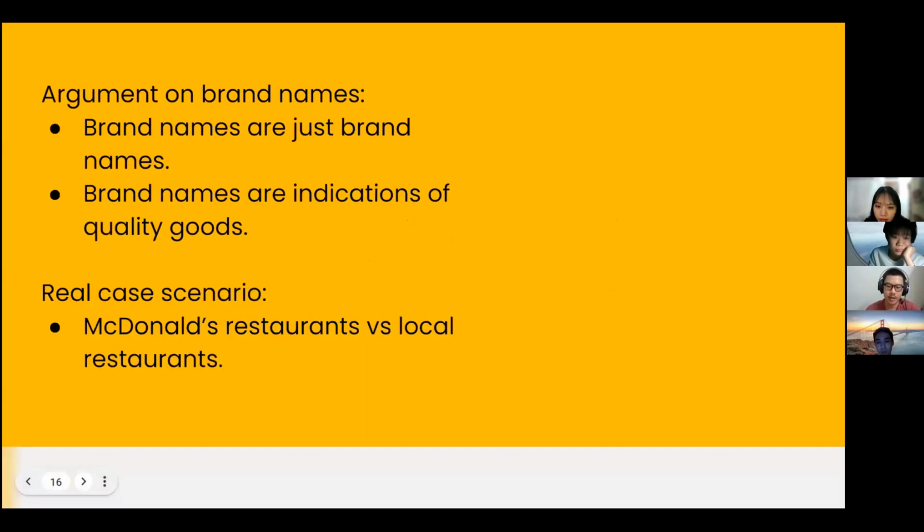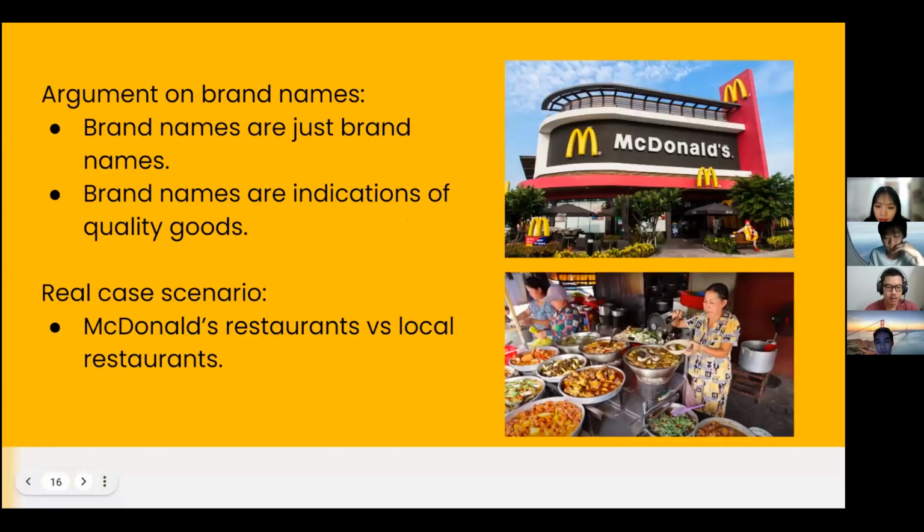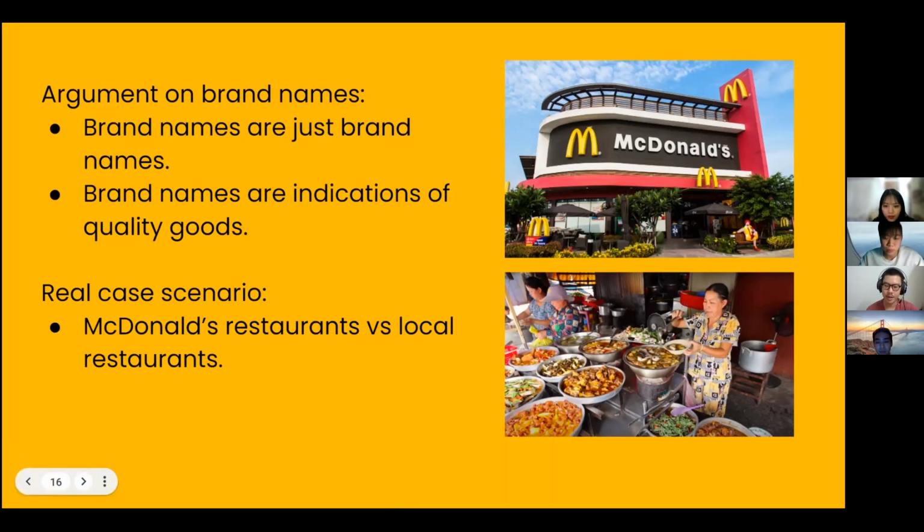I will be talking about the argument on brand names. There are two sides of the argument: brand names as indicators of quality, or just brand names. This is explained by the economist Edward Chamberlain. He believes that brand names are just brand names. They don't show the quality of the product. And he thinks that it is bad for the consumer because what they are really paying for is the brand name. And there is the other side of the argument.